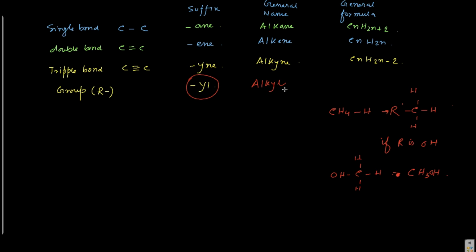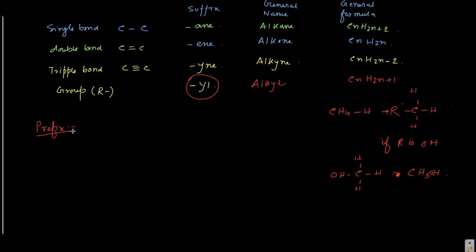That's why it becomes an alkyl group: as it loses 1 hydrogen, and in that place of hydrogen 1 group is attached with it. Then alkane becomes alkyl. Okay. So the general formula is CnH2n plus 1, as it loses 1 hydrogen. Okay. So this is for the suffix. So what about the prefix? It comes first.